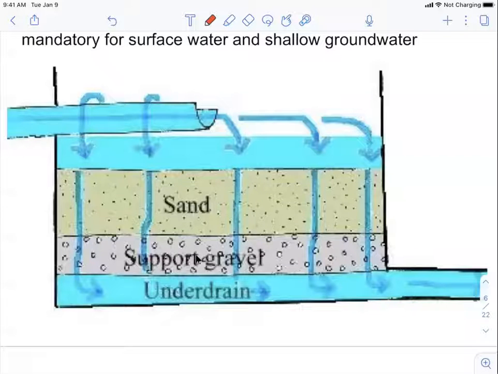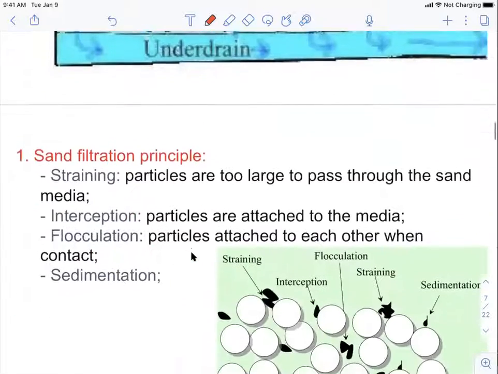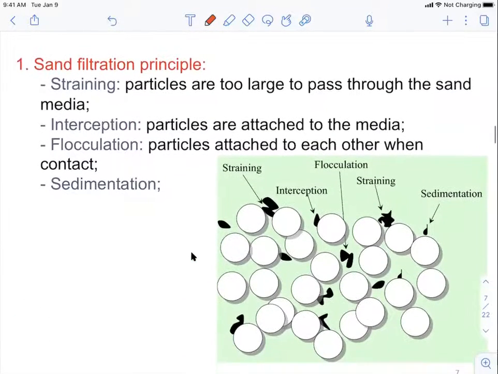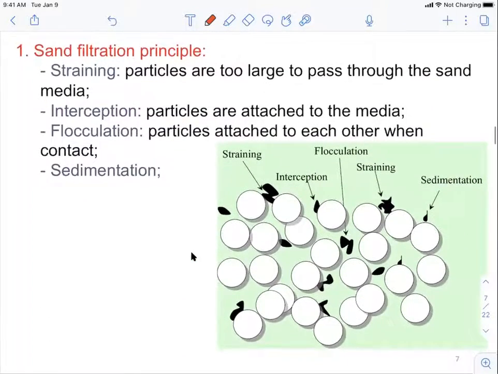Just imagine if we don't have this support here, then after the water is filtered, of course, you're going to have some sand particles flowing with the under drain, flowing with the purified water here. So the support gravel is mainly for supporting these sand layers. In terms of the detailed mechanism or principle for removing the pollutants, there are several of them.